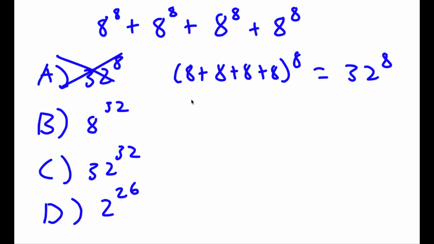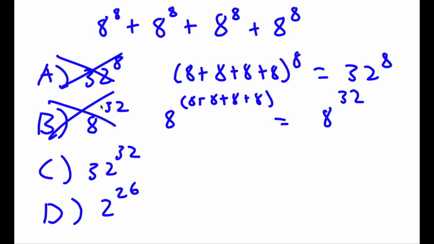So now for answer choice B, we have 8 to the power of 32. And how you get this answer is you keep the base the same and you add all the exponents. So I have 8 to the power of 8 plus 8 plus 8 plus 8, and 8 plus 8 is 16, 16 plus 8 is 24, 24 plus 8 is 32. So I get 8 to the power of 32. And this method is wrong as well. That's not how you add these terms. You can't just simply add all the exponents together.